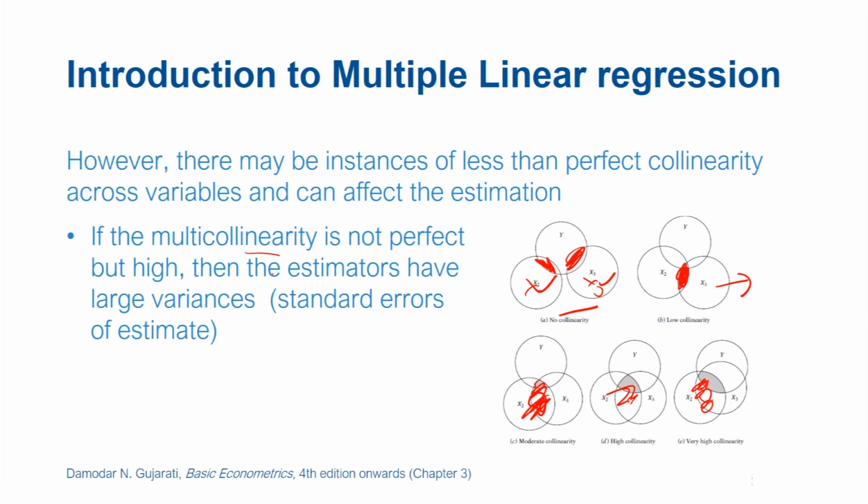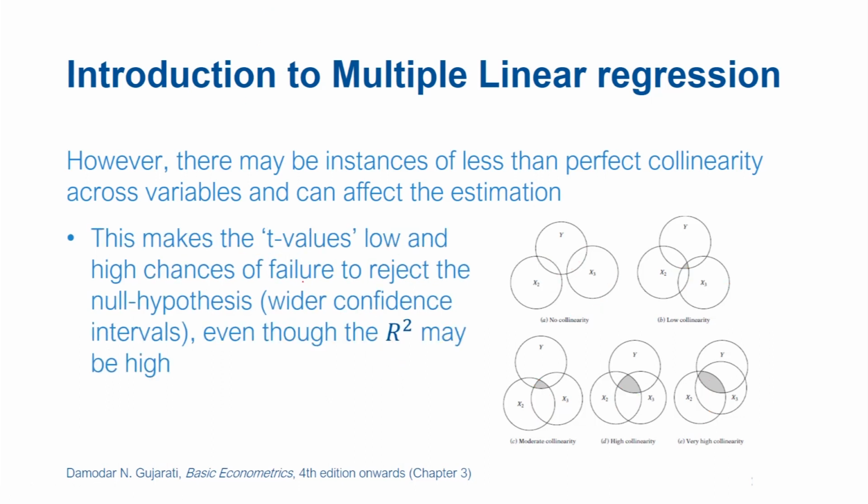It is not indeterminate. However, the problem is that the estimators, for example, beta naught estimator, beta 1 estimator, will have very large variances, or what we call standard errors of estimate. Also recall that the significance of these betas is calculated in the form of t-statistics and the corresponding p-values. The t-values are simply calculated as coefficient divided by the standard error of estimate, which is basically the variance of these estimators. And if these standard errors of estimate are very high, which go into the denominator, this value is very low.